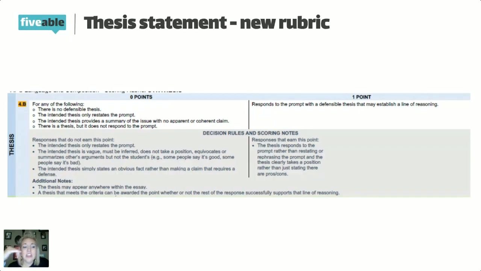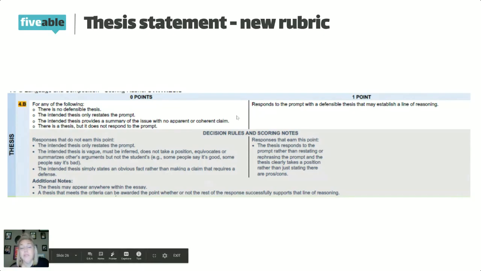If the intended thesis restates the prompt, so if you just take the line that they're giving you about defending a position and put it in there, that's not a thesis. The intended thesis provides a summary of the issue with no apparent or coherent claim. So maybe you just write that you're talking about eminent domain, or there is a thesis, but it does not respond to the prompt. So if they're asking you to talk about whether eminent domain is beneficial, for example, you have to write a thesis that makes a claim on that particular idea. You can't just write a thesis about eminent domain in general because it's not responding to the prompt, okay?